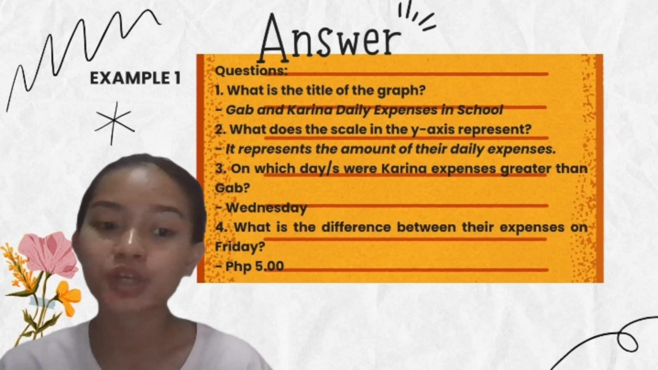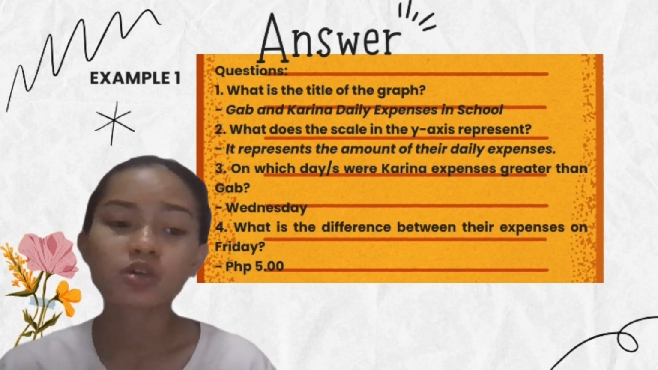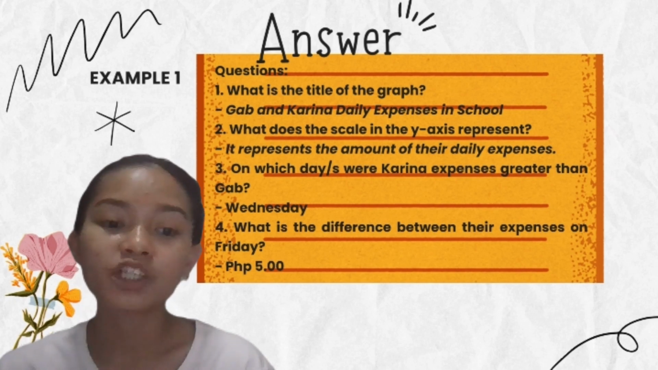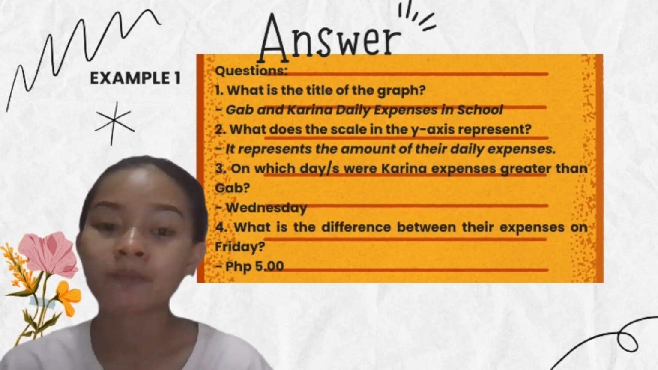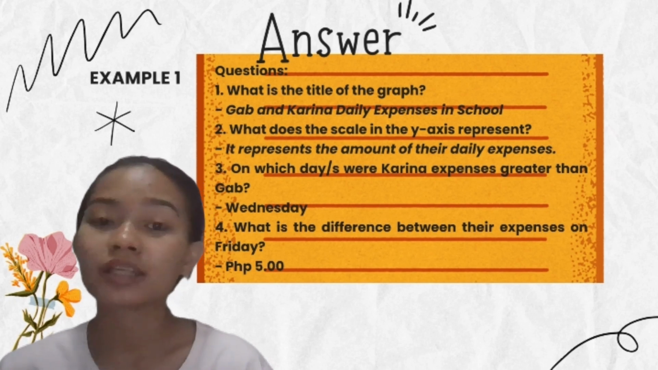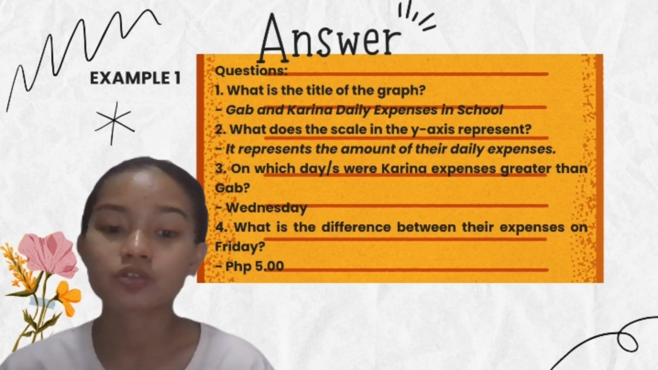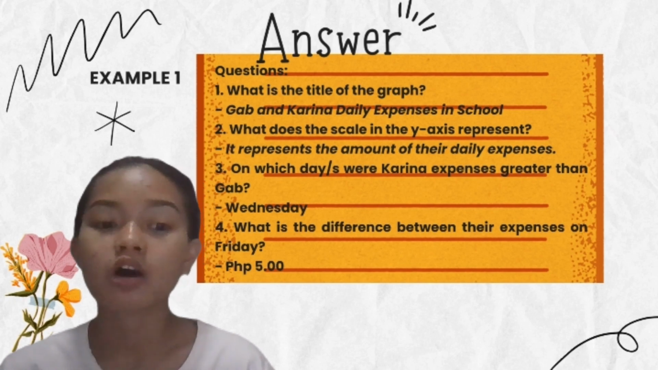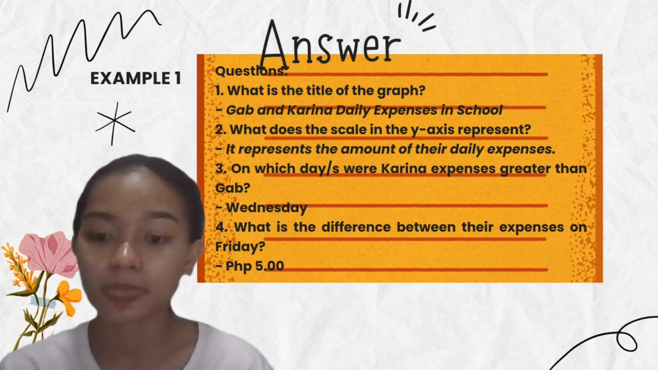For question number 3, on which day were Karina's expenses greater than Gab's? As you can see in the graph, the orange is higher than the blue on Wednesday, and orange represents Karina, so it's Wednesday. Last, question number 4. What is the difference between their expenses on Friday? Difference means we will subtract. So on Friday we have 35 minus 30, which is 5. So the difference between their expenses on Friday is 5 pesos.